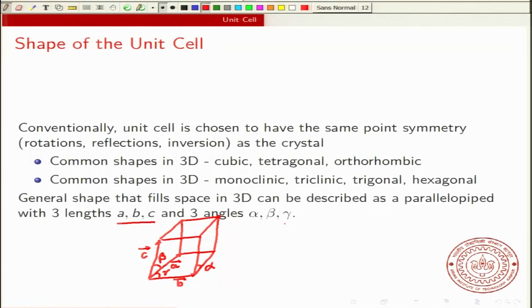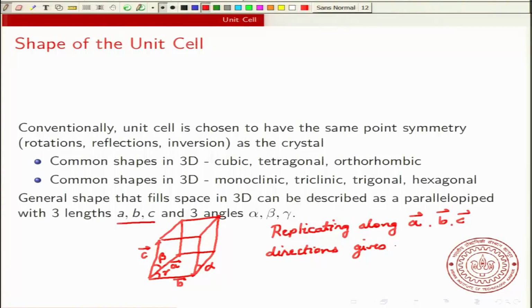So, if you take this parallelepiped and you extend it along the A, B and C directions, or I should use the word replicating, you repeat this parallelepiped, replicating along A, B, C directions gives a crystal, or essentially it fills space.